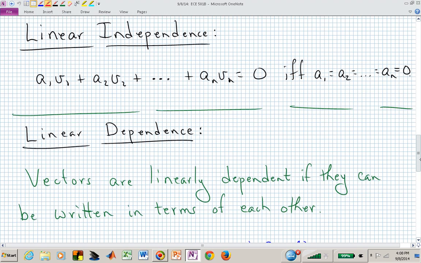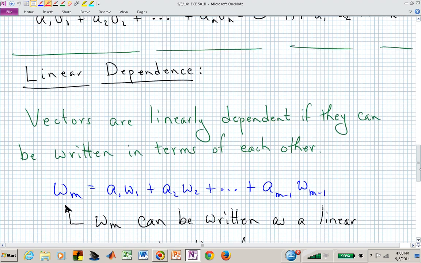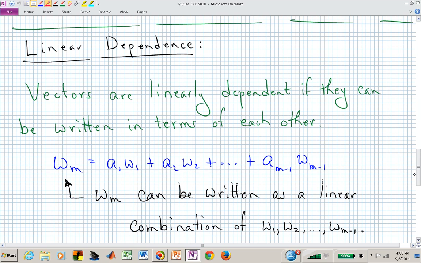You can contrast that with this concept of linear dependence. If we have linear dependence among vectors, then we can actually write one of the vectors in that set as a linear combination of the others. If you are given a set of vectors and they are linearly dependent, then you can find at least one of those vectors that can be written as a linear combination of the others. That's what it means to be linearly dependent.